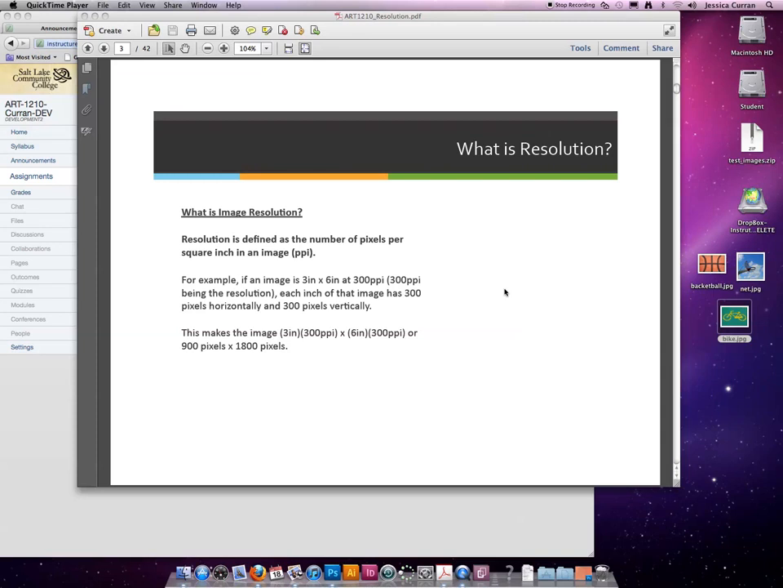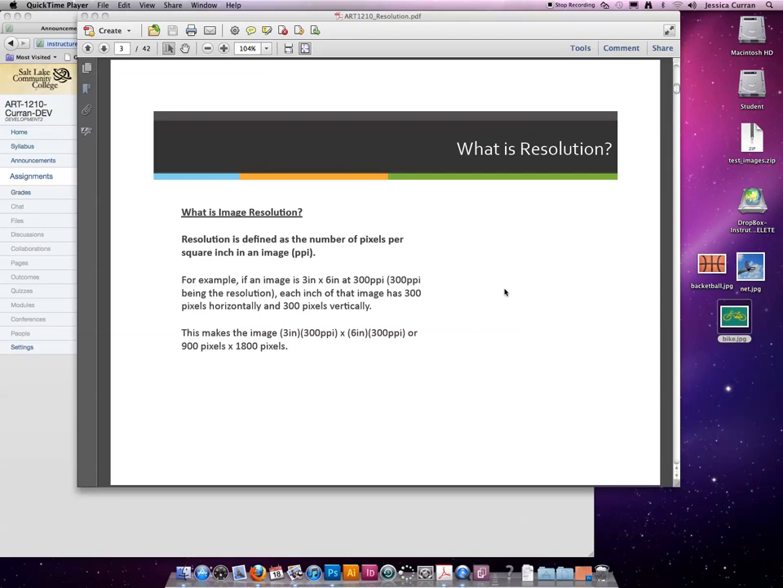What does it mean to us to know what the resolution is? What do the pixels mean to us? Well, if we know what the resolution is, let's look at our example here. For example, if an image is 3 inches by 6 inches at 300 ppi, what does that mean to us? What can we tell about that image?